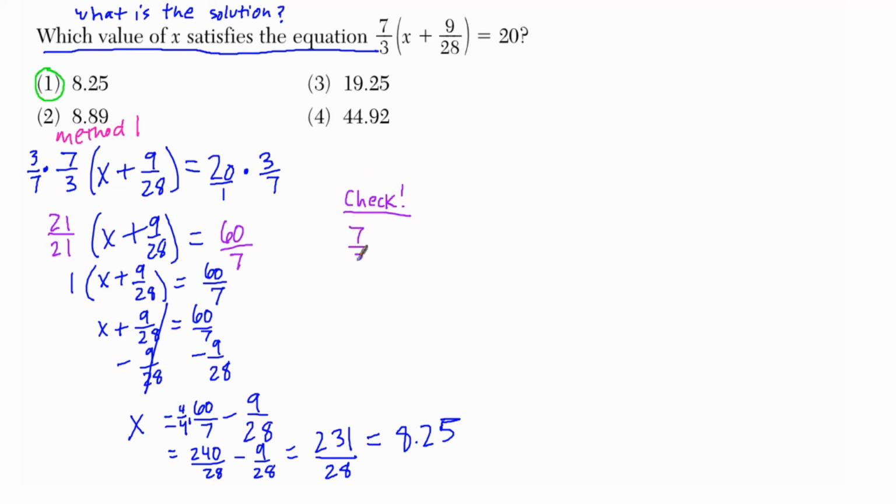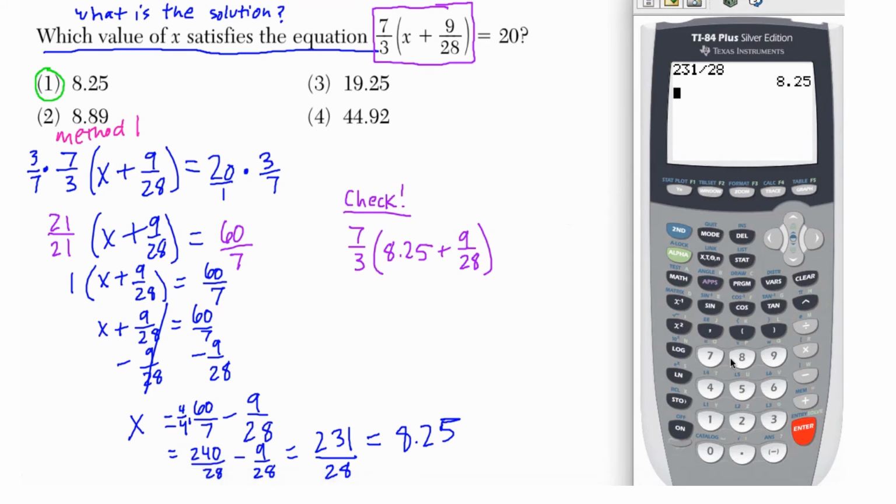So we'll just substitute 8.25 in for x. Notice I'm not solving this equation because I simply want to take this value here, the left side of this equation, and type it in. I'm going to just type it into a calculator and make sure it equals 20, because that will guarantee that we have the correct answer. So how can we type this all in? Well, let's do 7 divided by 3. And I see parentheses, 8.25 plus 9 over 28.